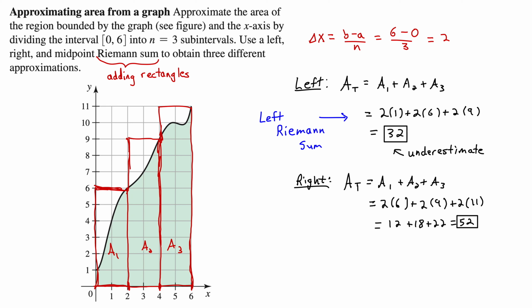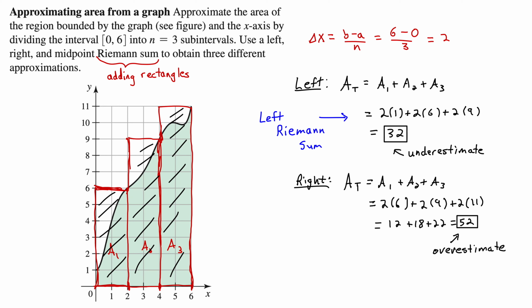Okay, well this number is far different from the left Riemann sum, but of course it is, because now we have an overestimate, because look at these rectangles. They're all overshooting the area. They're going above the graph. So here we have an overestimate. And again, this was a right Riemann sum.